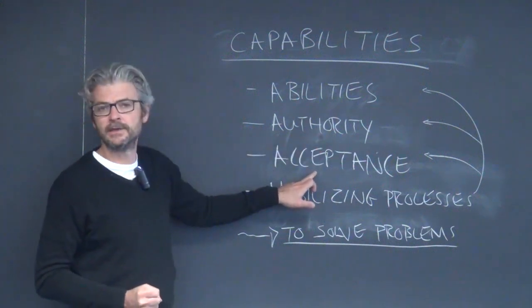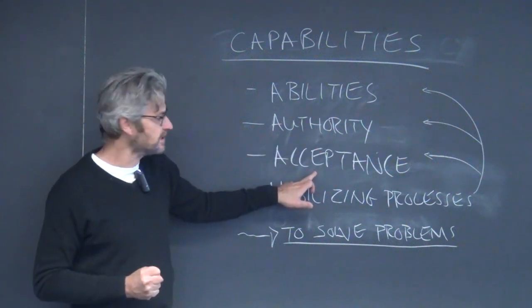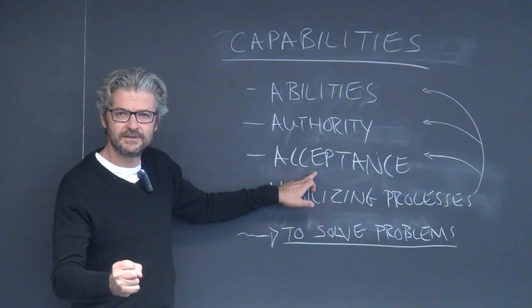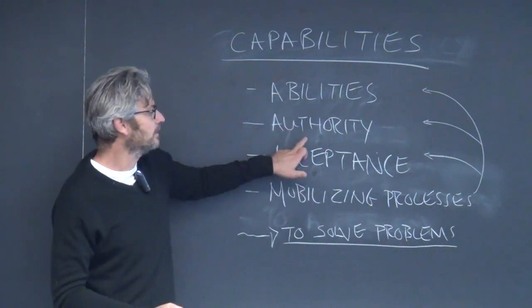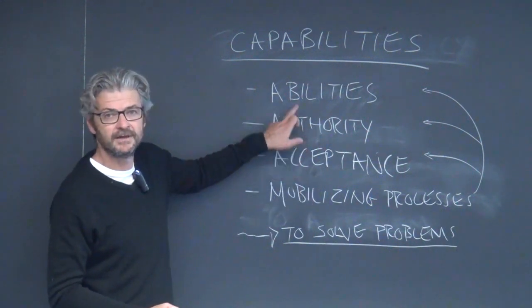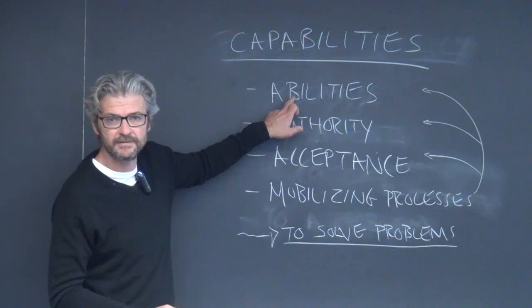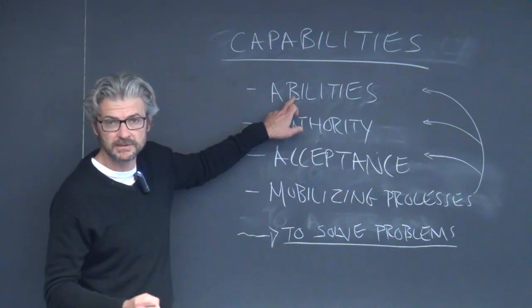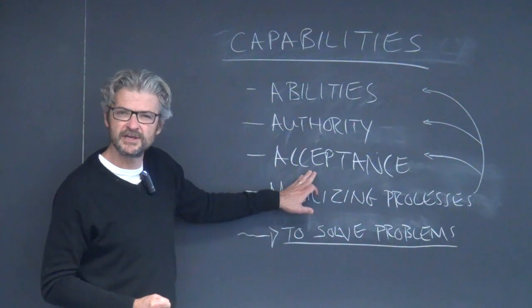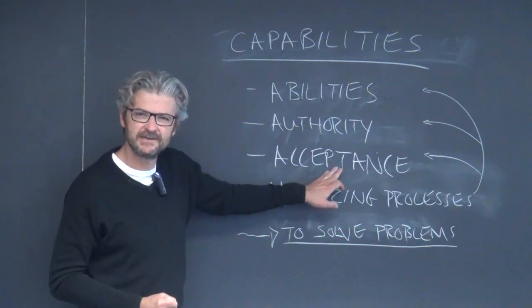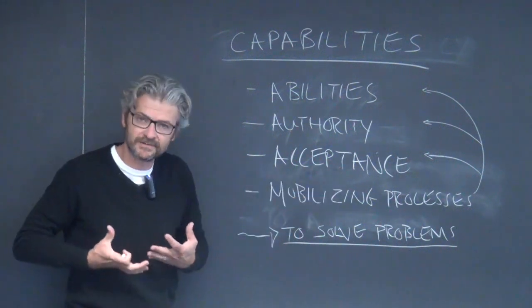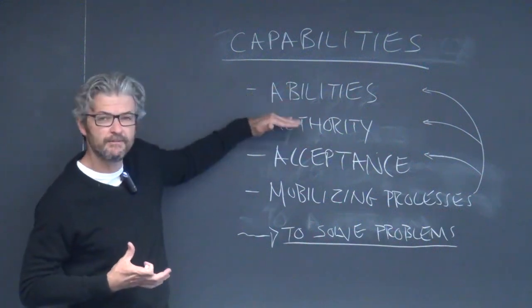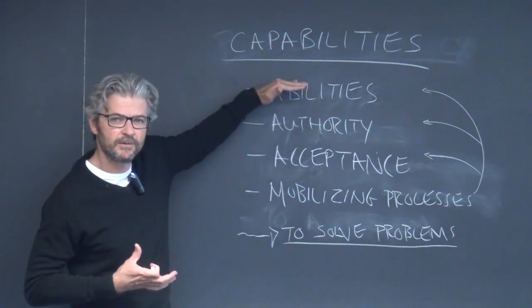The third one is acceptance, which is, do we accept that we need to use the authority we have, use the abilities we have in certain ways, or do we not? This has got something to do with motivation, it's got something to do with incentive, it's got something to do with drive. And these are really 3 important things that determine what we can do.